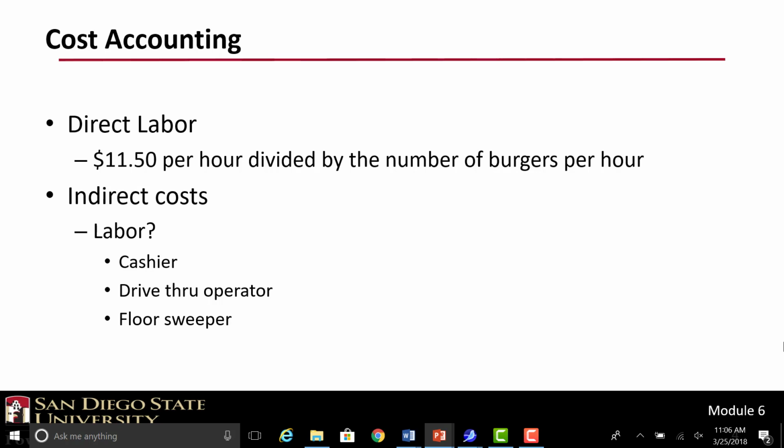And then lastly, we're left with this cornucopia of indirect costs. There are things like indirect labor, for example, the cost of the cashier that rings up the burger, the drive-through operator, and then the folks that sweep the floor at night to keep the place clean. Those are all indirect costs that need to be associated with our cost object, the hamburger.